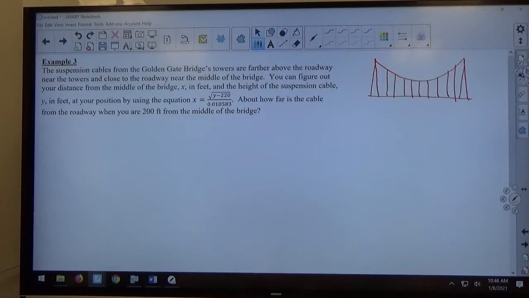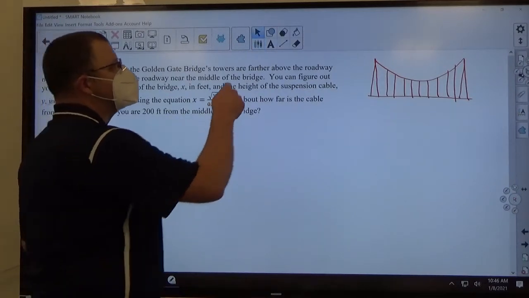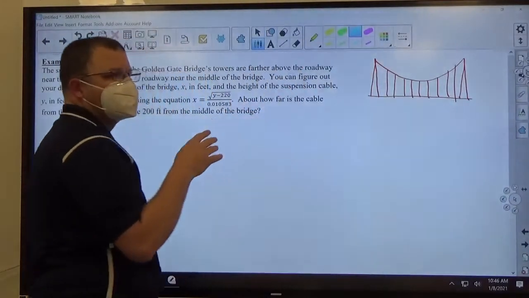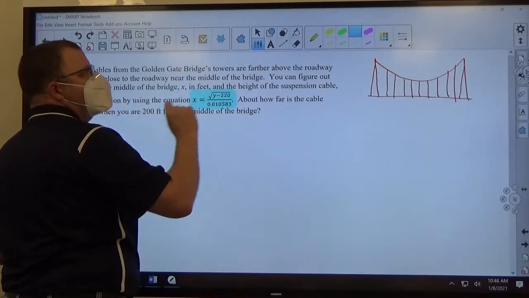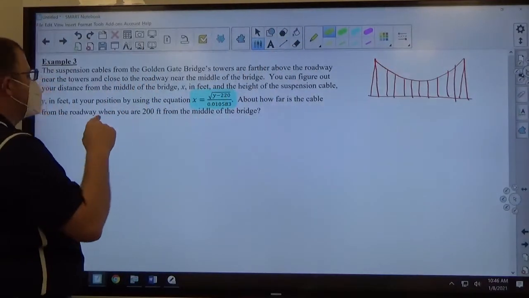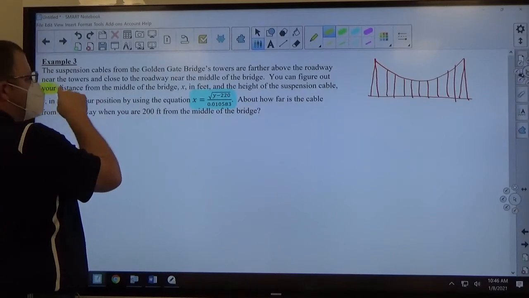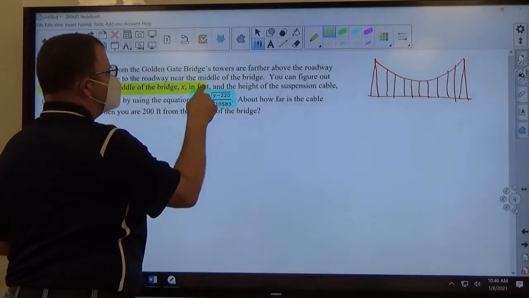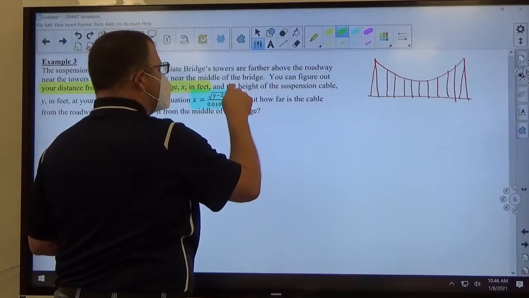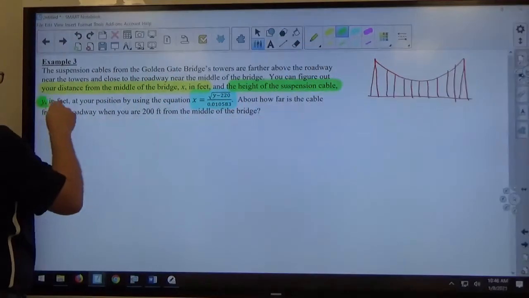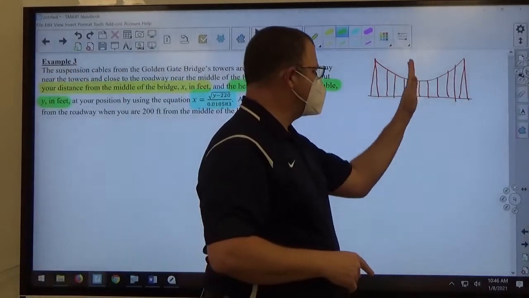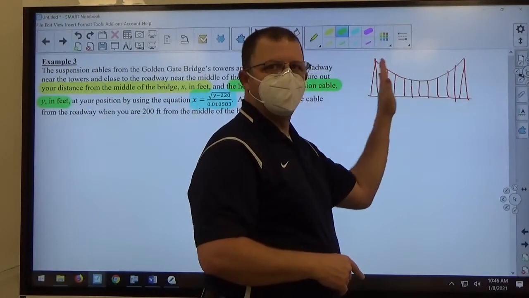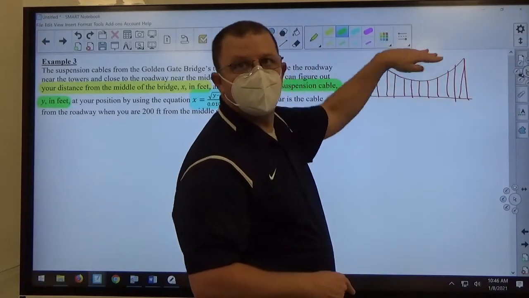So, what I want you to see here is this is an equation, and they give us variables, and it's important to interpret what that equation means before we start messing around with it. So, this is my equation containing the variables x and y. I need to identify what x and y represent. Your distance from the middle of the bridge is x in feet. The height of the suspension cable, y in feet. So, x represents, if this is the middle of the bridge, how far away from the middle of the bridge I am. Y represents the height of the suspension cable.